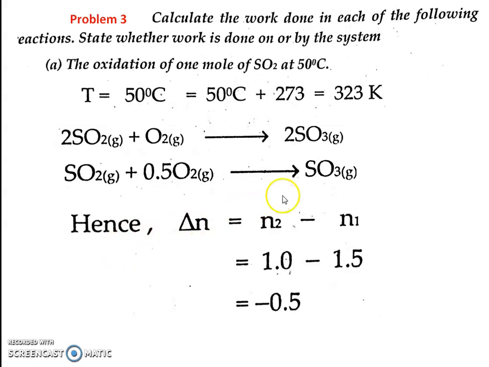Now the change in number of moles for this equation is delta n equal to n2 minus n1, where n2 is the number of moles of gaseous products, n1 is the number of moles of gaseous reactants. For the gaseous product, the number of moles is 1, and for the gaseous reactants, here 1 mole of sulfur dioxide combines with half mole of oxygen, and both are gases, and therefore 1 plus half, that is 1.5. So the number of moles of gaseous reactant is 1.5. So 1 minus 1.5 is minus 0.5. So delta n is minus 0.5.